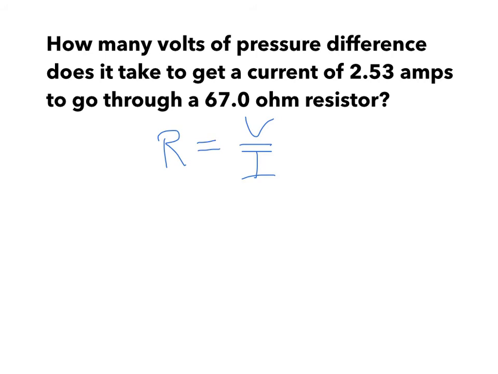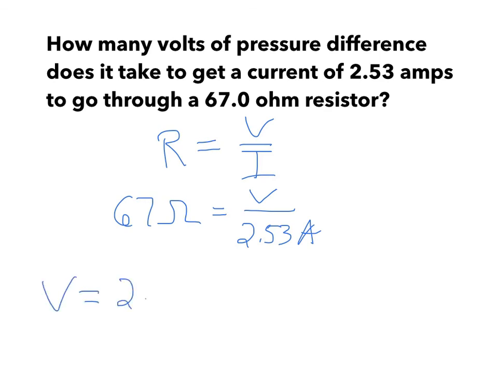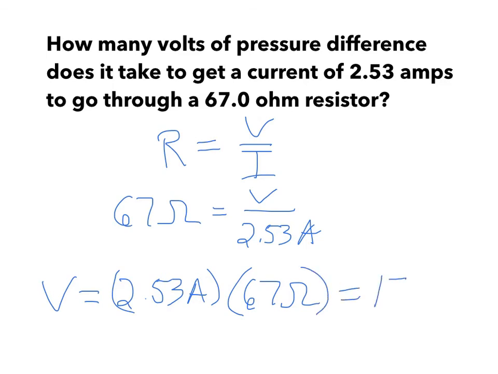So R is the resistance. I have 67 ohms. And that equals V, which is what they're asking me for, divided by 2.53 amps. So if I rearrange things to get the V by itself, I multiply both sides by 2.53, and I get V equals 2.53 amps times 67 ohms, and that's going to equal, rounding off, 170 volts.